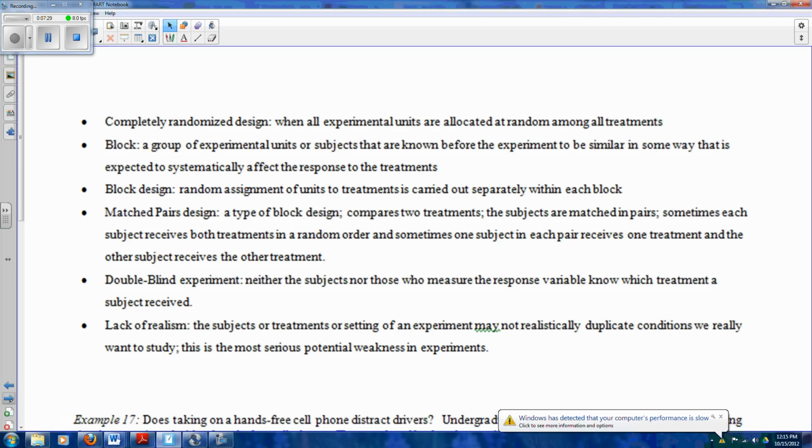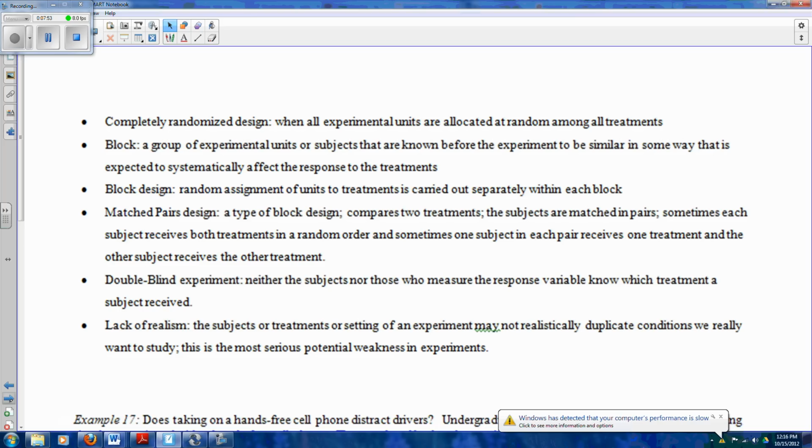A matched pairs design is a type of block design, so it's a very specific type of block design. It compares two treatments, only two. The subjects are matched in pairs. Sometimes each subject receives both treatments in a random order, and sometimes one subject in each pair receives one treatment and the other subject receives the other treatment. And we'll talk about this some more.